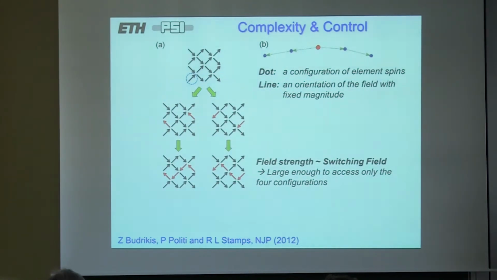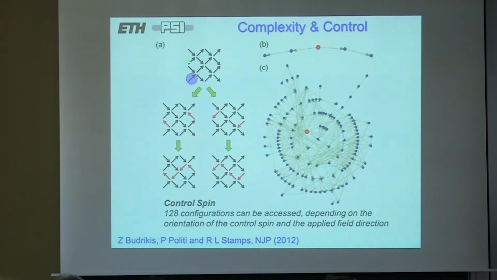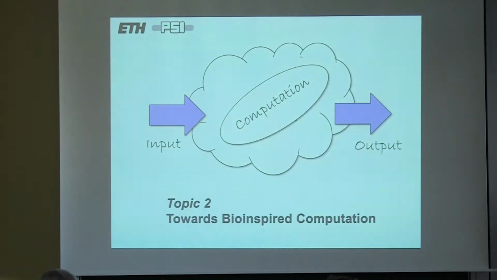And this field is just large enough so that you can access these 4 configurations. But if one then makes a control magnet, so if you can actually control the spin in one of these magnets, it's actually possible to access 128 of these configurations in a graph that looks like this. Okay, so that was a small word about complexity.